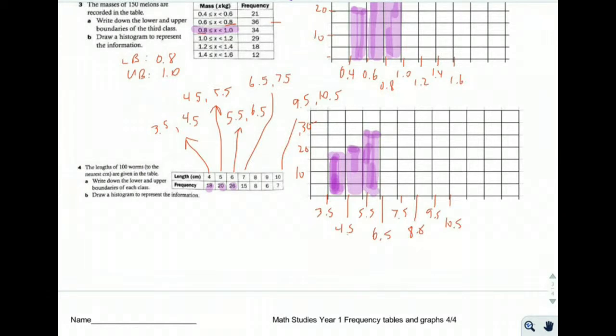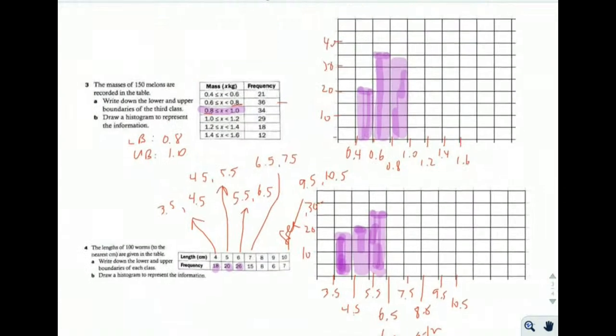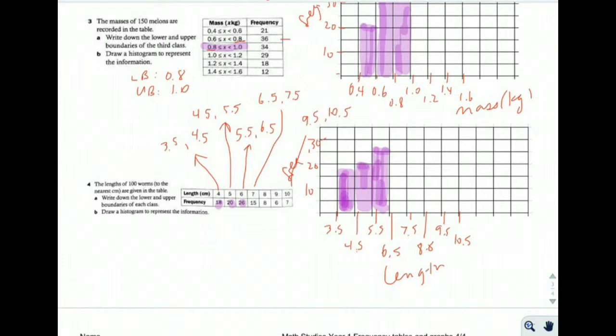And then, of course, one thing I forgot to do is I need to mark the axes here. This one is length. This one, as usual, is frequency. For this one, it's mass. And this one is frequency. It's good to write the units too. Length is centimeters. Okay?